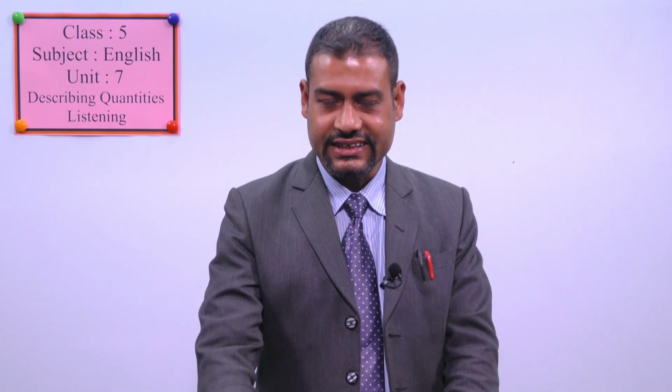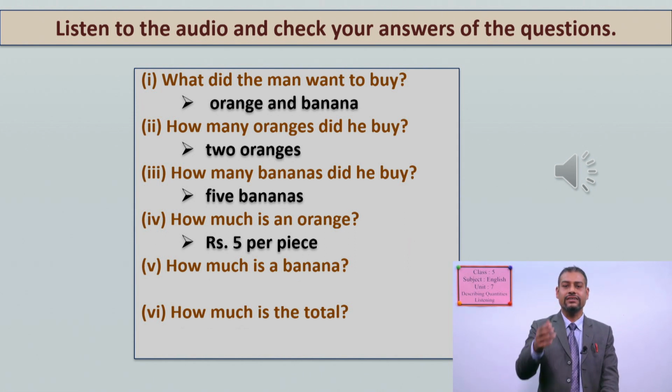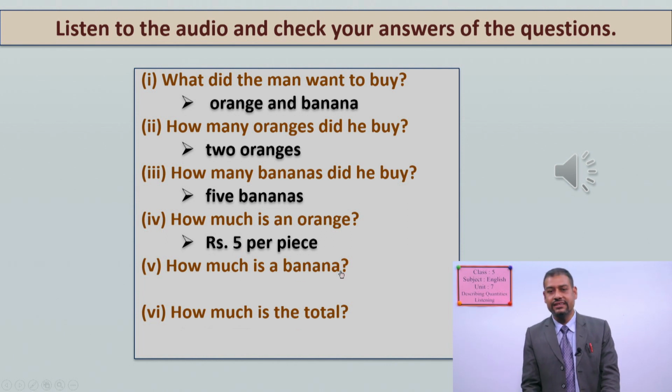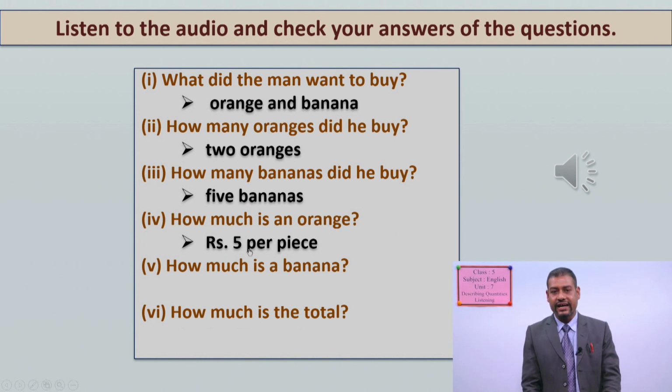Yes, that is rupees 5 per piece. For a single orange, the customer has to pay 5, because it is said by the customer in the audio. So your answer should be rupees 5 per piece. If you write 5 rupees per piece, or 5 per piece only, or 5 a piece, your answer will be correct.